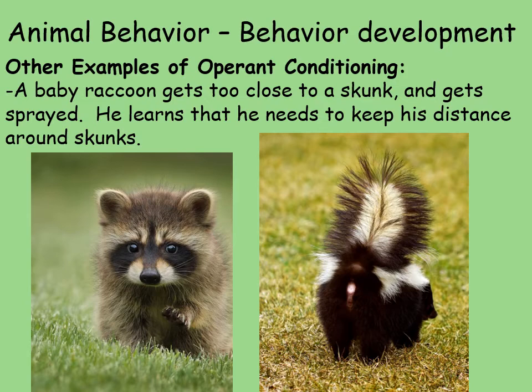You could think of this in terms of classical conditioning and operant conditioning. For classical conditioning, this baby raccoon didn't know ahead of time that the skunk would be an animal that would spray them. So he's making a classical association between the sight of the skunk and this spraying ability. But he's also learning by operant conditioning that he has to keep his distance around skunks, that he got sprayed pretty badly when he was close, so he'll learn to keep his distance in the future.